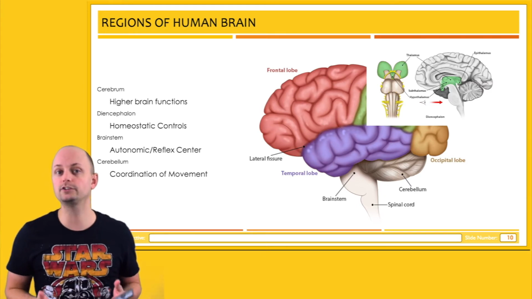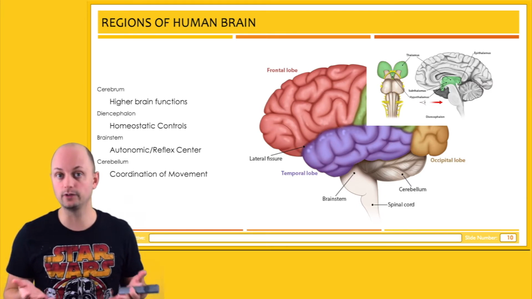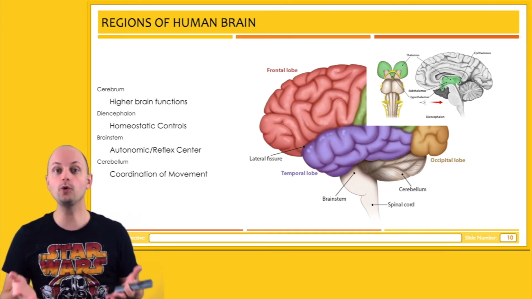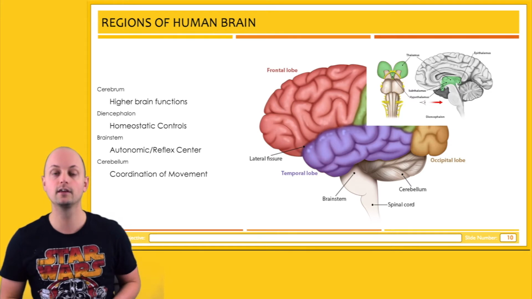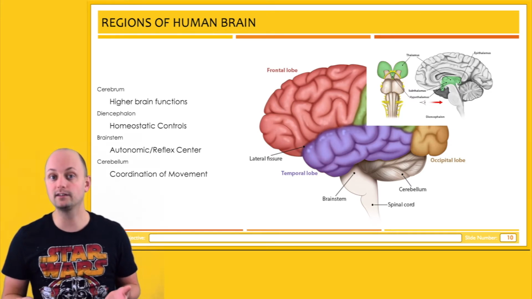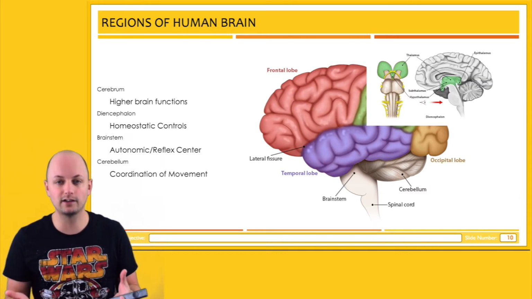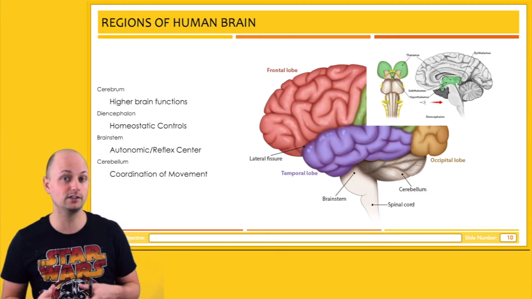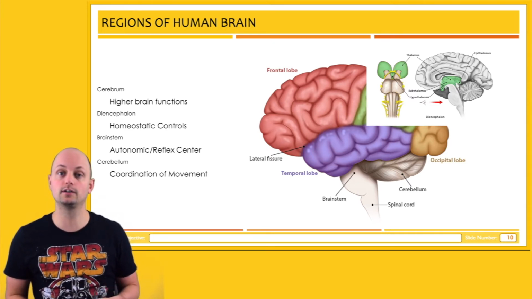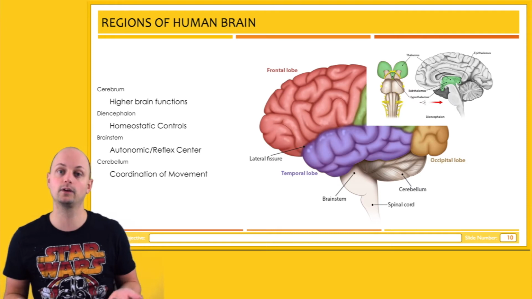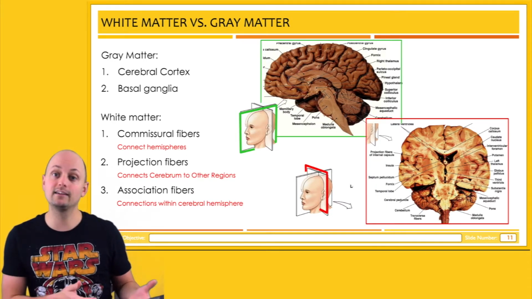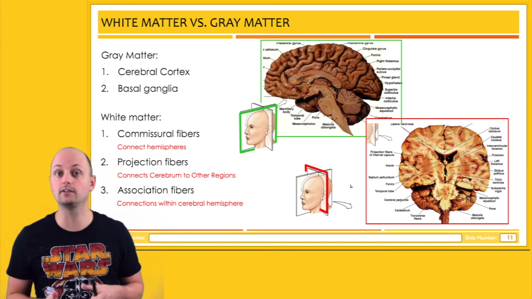We're going to talk about each of these regions in a little bit more detail throughout this unit, but generally speaking, we can associate the cortex with higher brain functions, the diencephalon with the regulation of homeostasis, the brainstem with really essential involuntary processes like cardiac function and respiratory function, and the cerebellum with the coordination of movements that we make with our muscles.